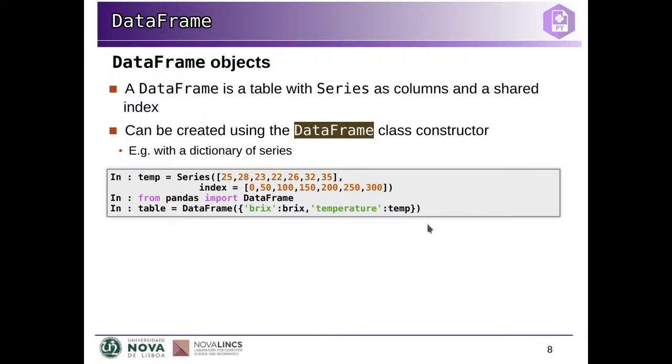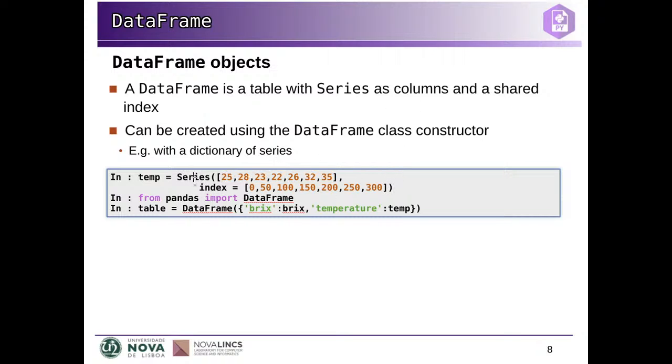This can be created using the data frame class. We can import a data frame from Pandas, and one way of creating this is using a dictionary of series. For example, we create here a new series which has temperature for different times. So the index is the hours of fermentation, exactly like with the Brix index, and this is the temperature measured in the fermenting medium at this instance.